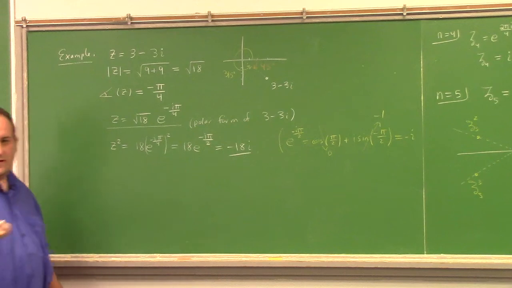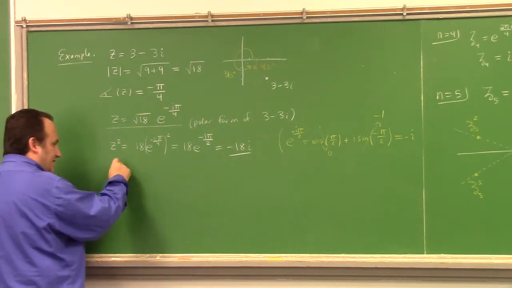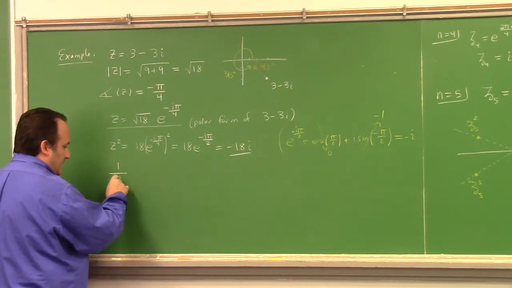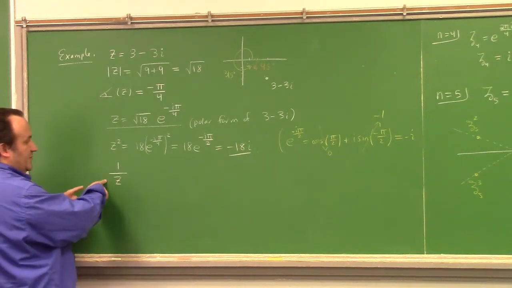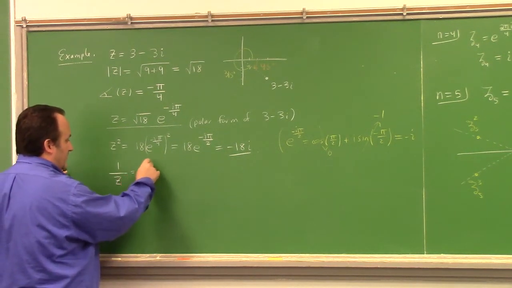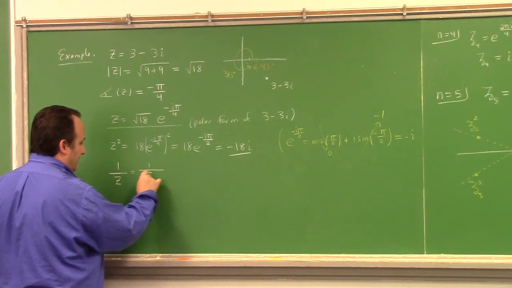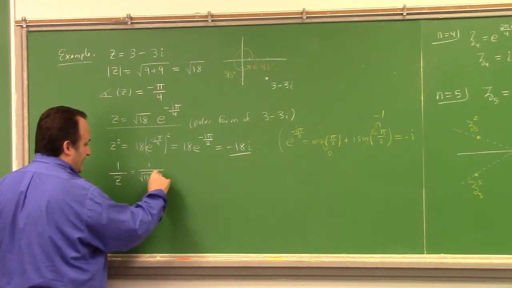But something I didn't show you guys yet, another thing you can do with a complex number is it makes it really easy to calculate the reciprocal. Remember, to calculate the reciprocal in the Cartesian notation, we had to multiply by the conjugate over the conjugate to figure it out. It's much easier if you know the polar form. See, because 1 over z is what? 1 over the square root of 18 e to the minus i pi over 4, right?